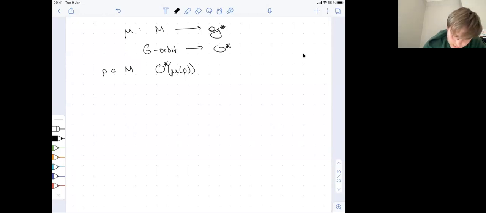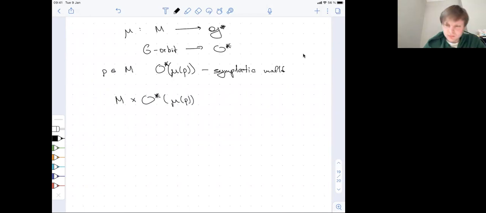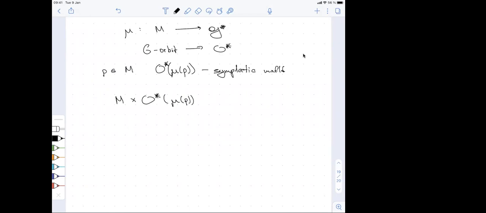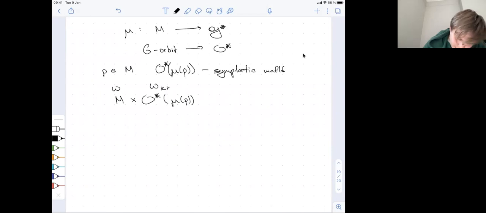Since this thing is a symplectic manifold, I can construct the following direct product. I take my initial symplectic manifold and take the coadjoint orbit of mu of P. Okay? And here I have omega as the symplectic form, and here I have, let's say, the constant Kirillov-Kostant-Souriau symplectic form, right?